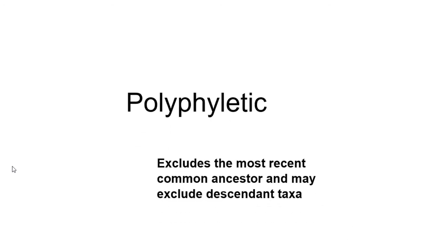I mentioned a moment ago that the other problem we want to avoid is polyphyletic groups. Polyphyletic groups exclude the most recent common ancestor and may exclude descendant taxa. Although, in theory, I guess you could include all the descendant taxa and just exclude the ancestor. But generally we see a polyphyletic group dropping the most recent common ancestor and some of the descendants.